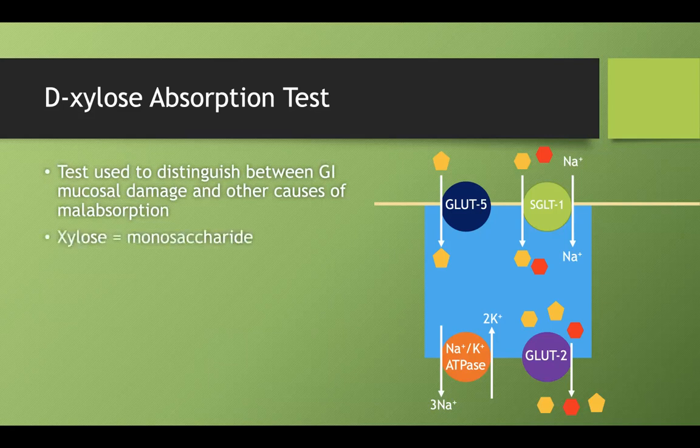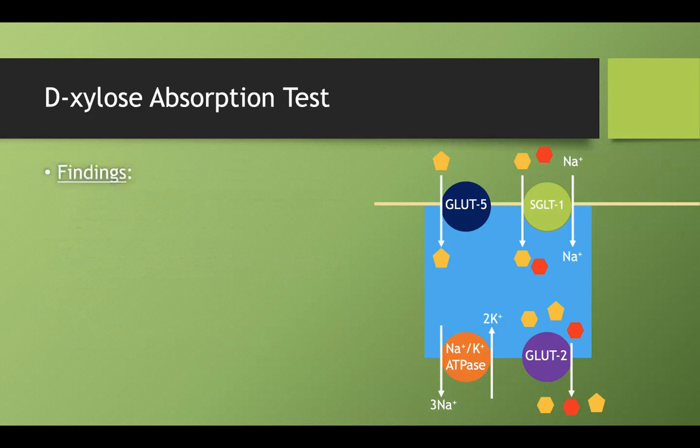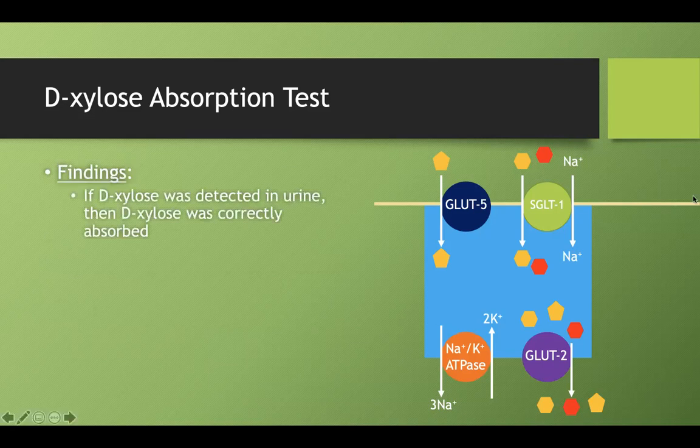Because xylose is a monosaccharide, you only need a functional small intestine for xylose to be absorbed correctly. For the test, it's very straightforward. You give them some of that monosaccharide, D-xylose, and then you measure their urinary D-xylose levels. If the D-xylose is absorbed into your cells and goes into your bloodstream, you're going to excrete some of it in the urine.